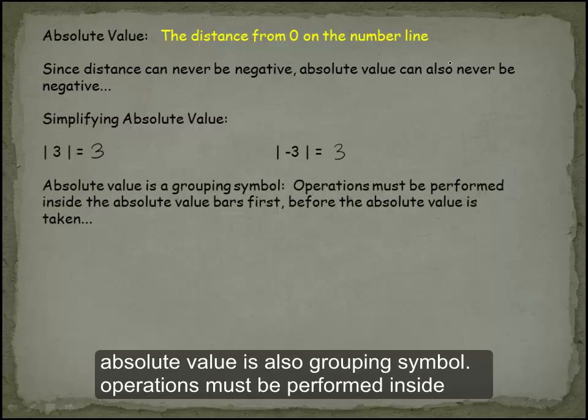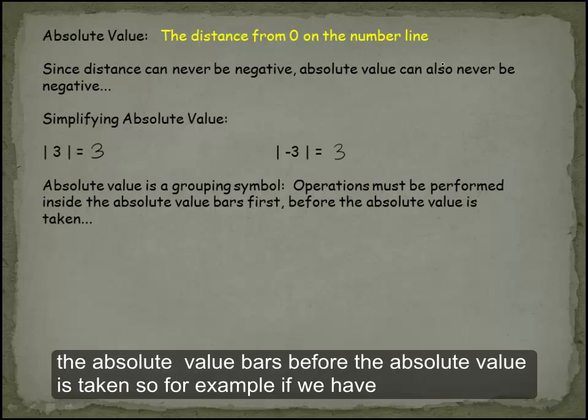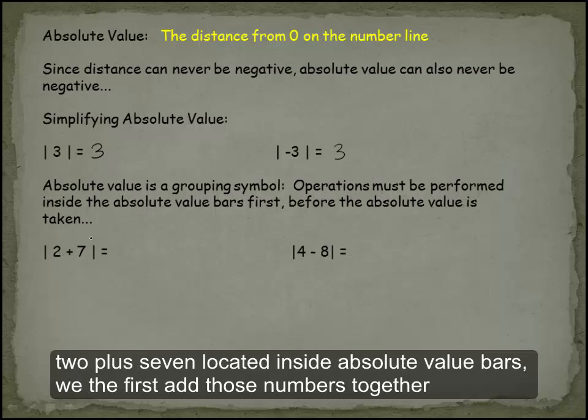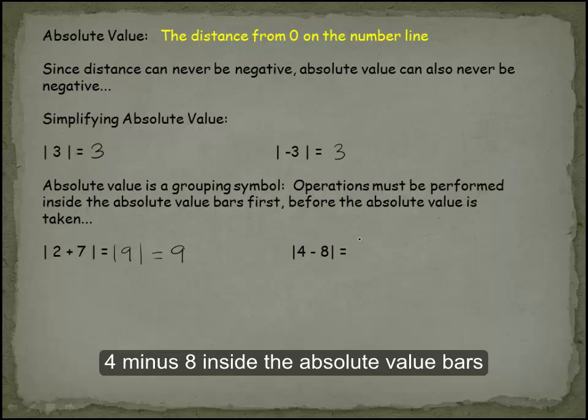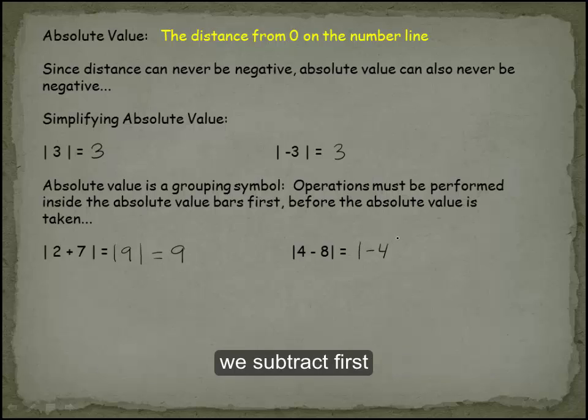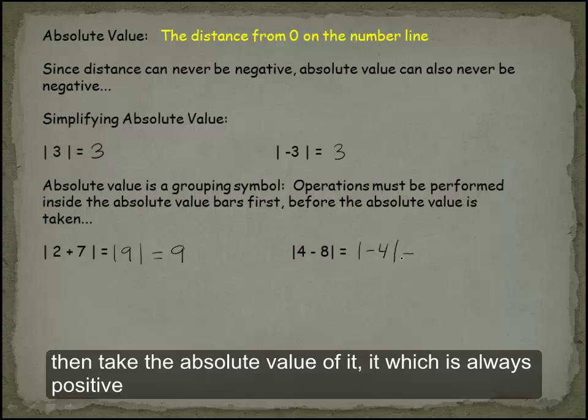Absolute value is also a grouping symbol. Operations must be performed inside the absolute value bars before the absolute value is taken. So for example, if we have 2 plus 7 located inside absolute value bars, we first add those numbers together, then we take the absolute value of it, which again is always positive. 4 minus 8 inside the absolute value bars, we subtract first, then take the absolute value of it, which is always positive.